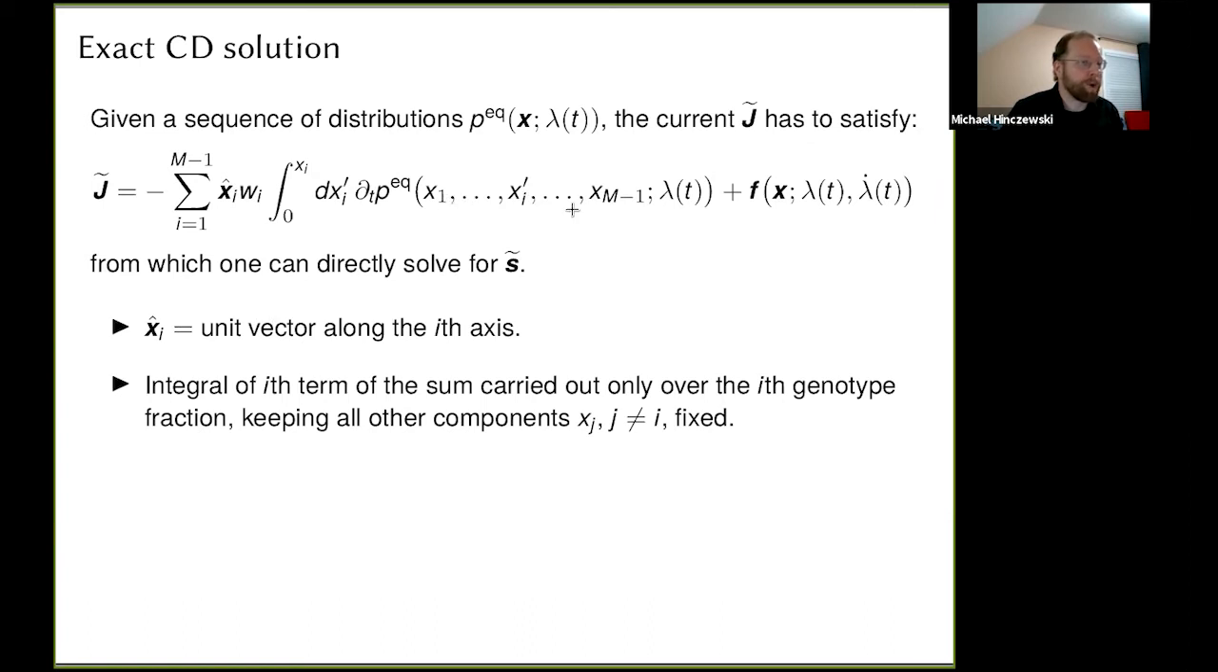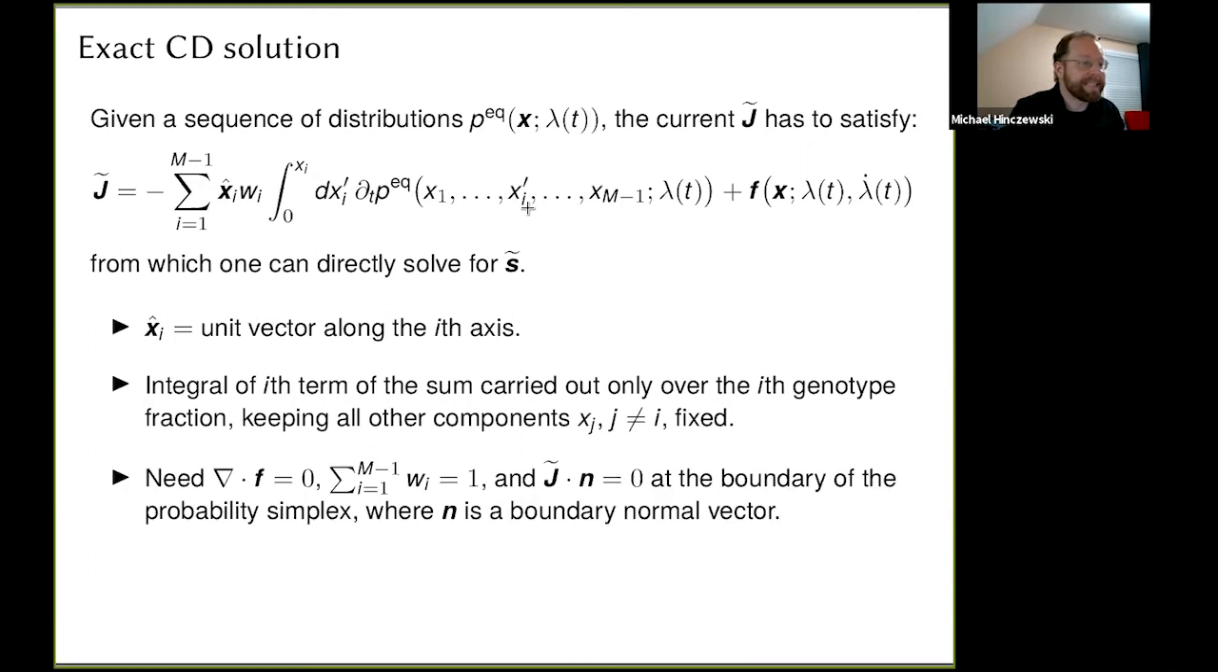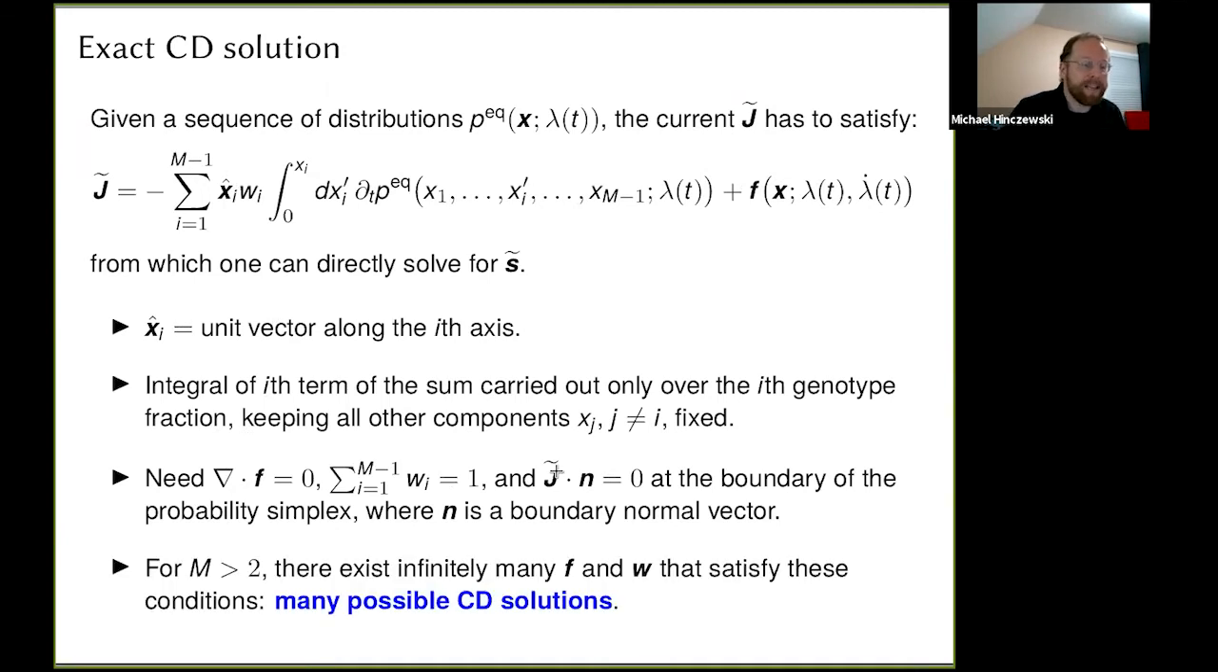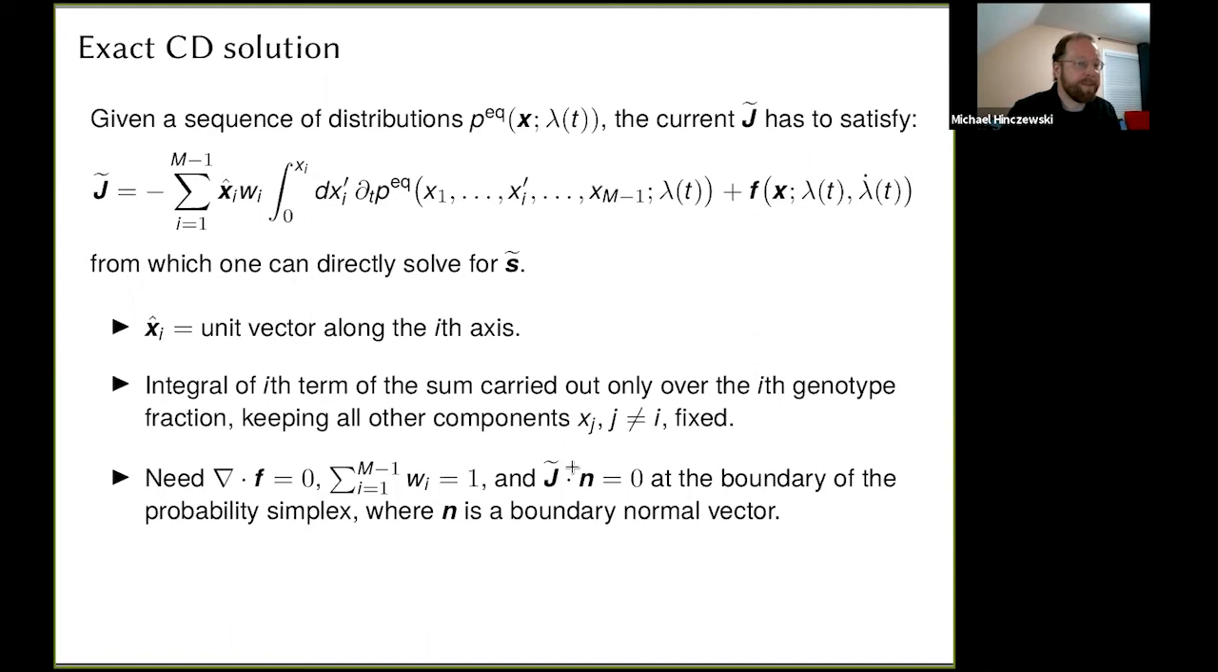So we look at component by component. This is actually a sum of several different integrals. And the final thing is that there are 2 quantities, this Wi, which are just scalar numbers that have to add up to 1, and this function f here, which has to be divergence free. And the final condition that needs to be satisfied is that near the boundaries of your probability simplex, where this is defined, you need to have the normal of the probability current dotted into the normal equals 0. So you can't have probability flowing out of the boundaries.